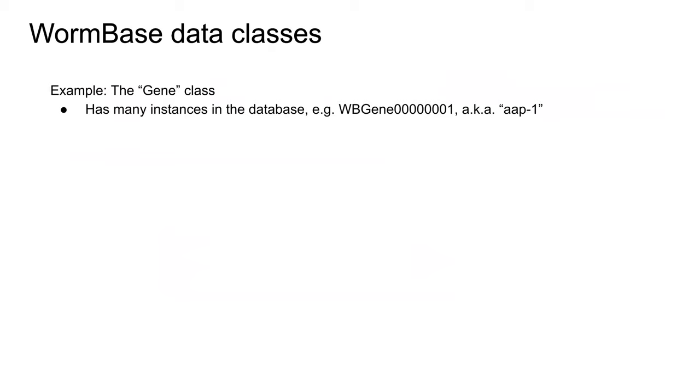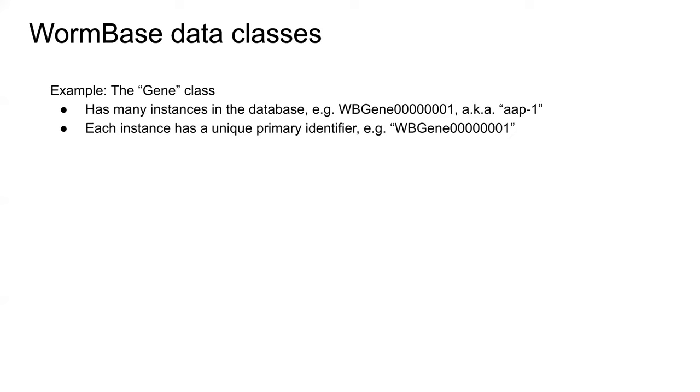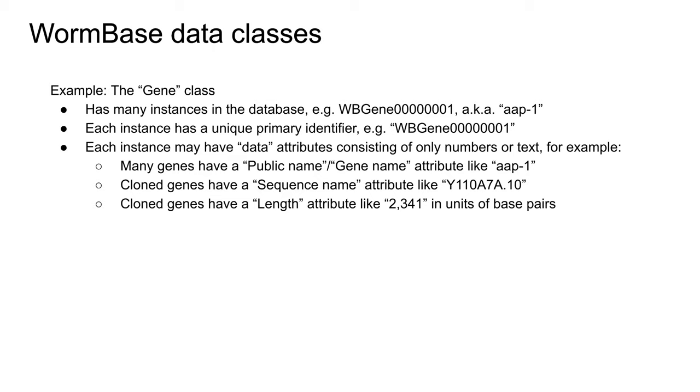Let's take, for example, the gene class as I was just referring to. As with many other classes, it has many instances in the database. For example, the gene identified by the primary unique identifier WBGene00000001, which is also known by its public name as AAP1. Each instance of a class in the database has a unique primary identifier, like this WBGene identifier. Each instance may have data attributes consisting of only numbers or text. For example, many genes have a public name or gene name attribute like AAP1. Clone genes have a sequence name attribute like Y110A78.10, and clone genes may also have a length attribute like 2341, an integer referring to the base pair units.